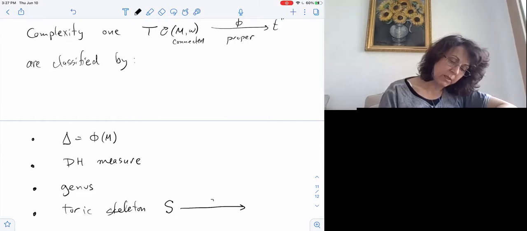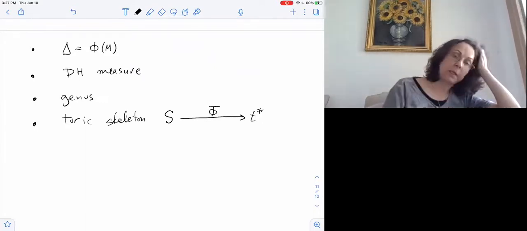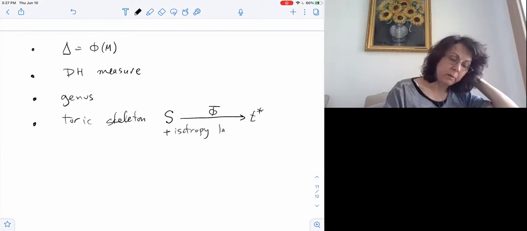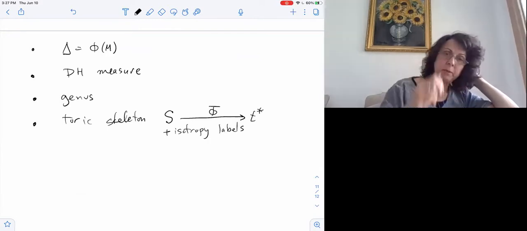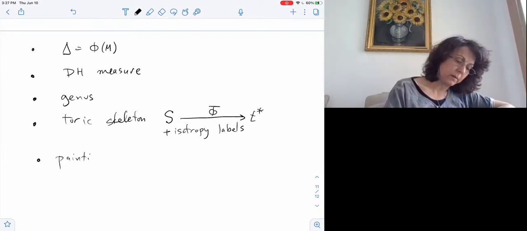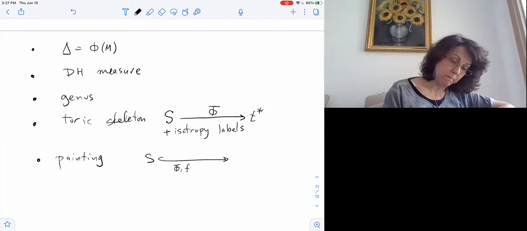But we think of it as actually equipped with the orbital momentum map, which is restricted to each piece. It's just an embedding as a polytope in t star. And we actually equip it with some information called isotropy labeling. We remember what the isotropy representations were on the pieces of H. We have the painting that I mentioned, which tells us how the toric skeleton is sitting inside the product.